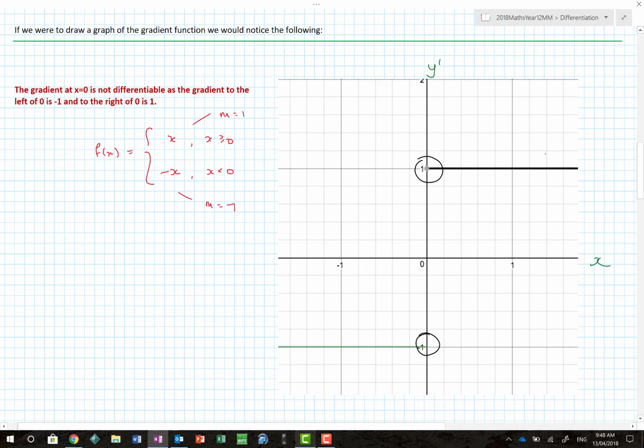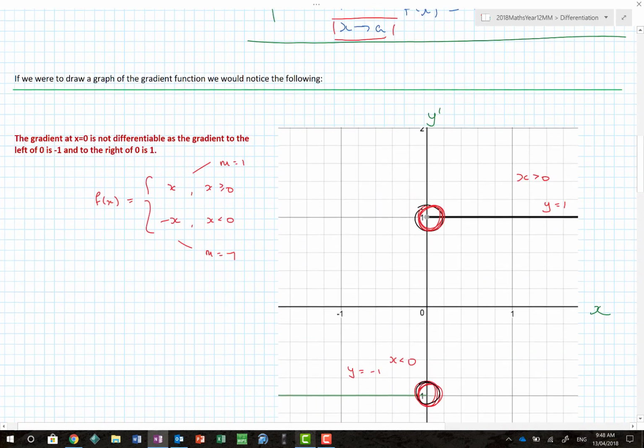So here is my straight line, y is equal to 1 for all values greater than or equal to 0. Or in fact, now we're actually going to say greater than 0. I'm going to write that as greater than 0 for what I'm about to come to. And this is y is equal to minus 1 for the values less than or equal to 0. But at this point here, and at this point here, we have an issue.